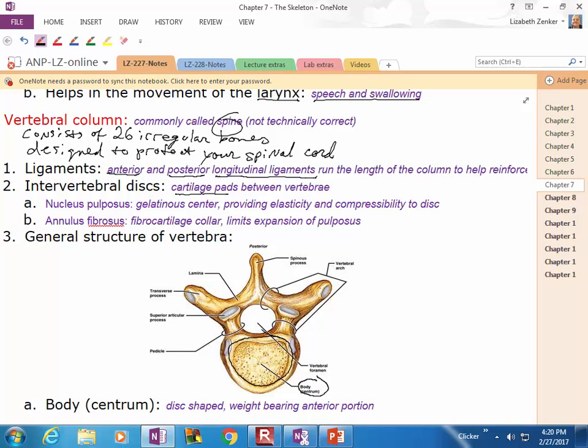This is partly why it's not always painful when somebody has a disc herniation. Not everybody knows they have one until it pushes out far enough against the nerves that are exiting the spine, and that's when you start to have discomfort or other symptoms that go along with nerve problems.